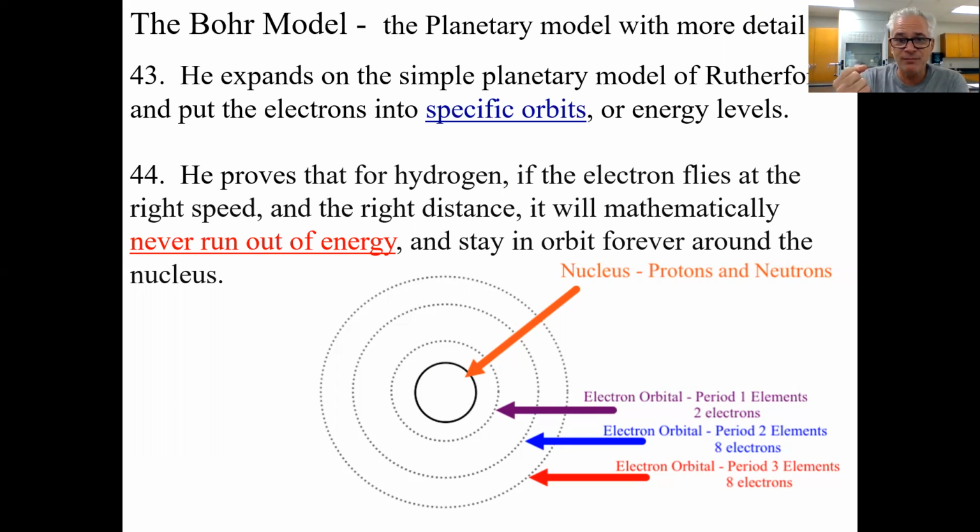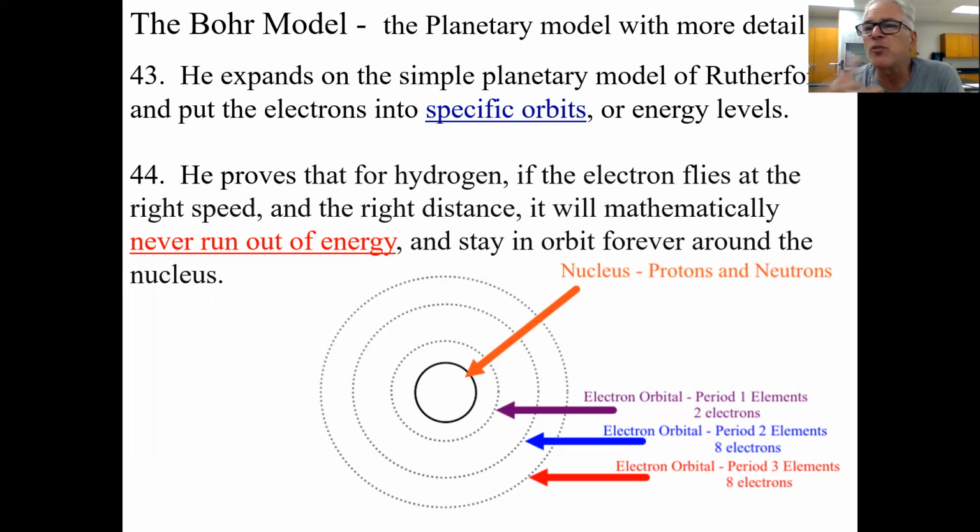The attraction holds the electron from flying away, but the speed of the electron is fast enough so that it can't get sucked into the nucleus. It's a perfect balance. And that makes sense because atoms have electrons, and the electrons are far away from the nucleus, and they don't seem to go away, and the electrons are never in the nucleus. He proved for hydrogen that it worked.